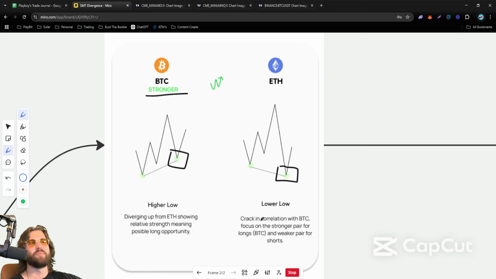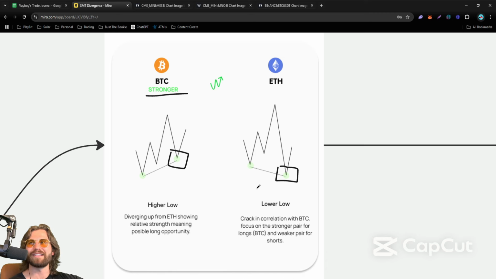Well, the idea would be that if you have a cracking correlation with BTC, focus on the stronger pair for longs, which would be BTC, and the weaker pair for shorts. Now, this opportunity, of course, you'd want to look for shorts here, but what I really want you to think about is if ETH can't break its low.